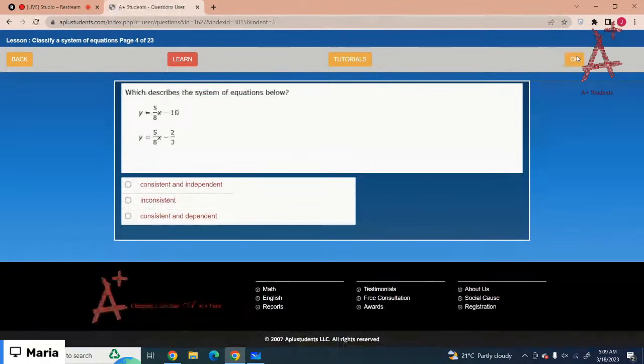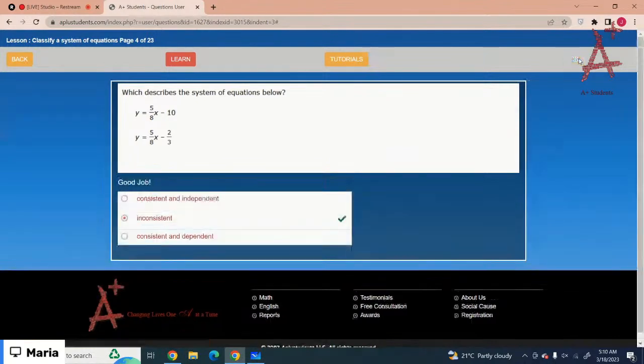Okay, the next one is y equals 5 by 8x minus 10 and y equals 5 by 8x minus 2 by 3. So in this case, the slopes are same, but the y-intercept is different. So when the slopes are same, that means both the lines are parallel. They never intersect each other and the system is inconsistent. Got it? So it is inconsistent. Got it?